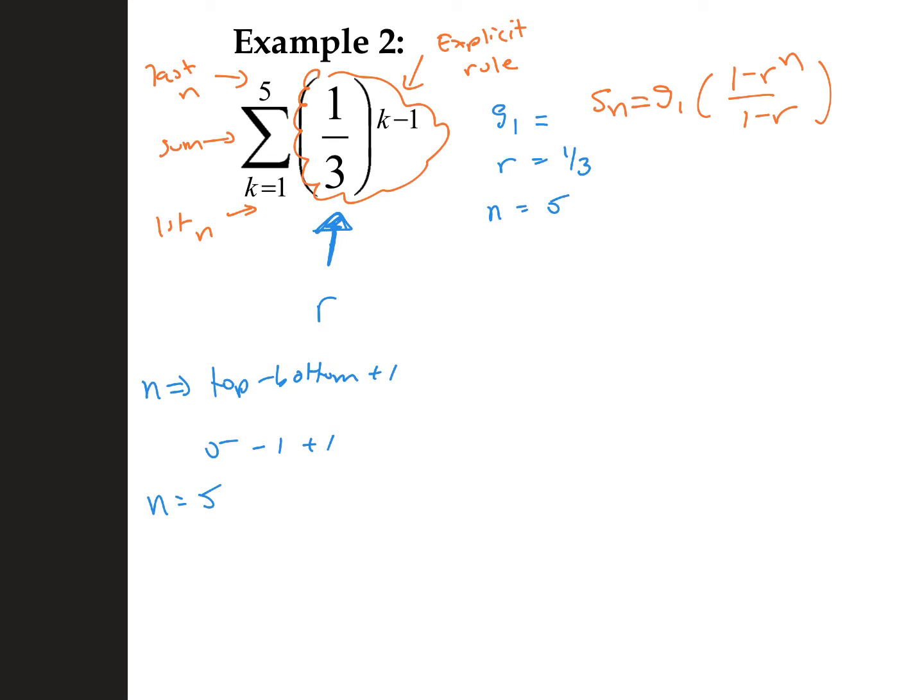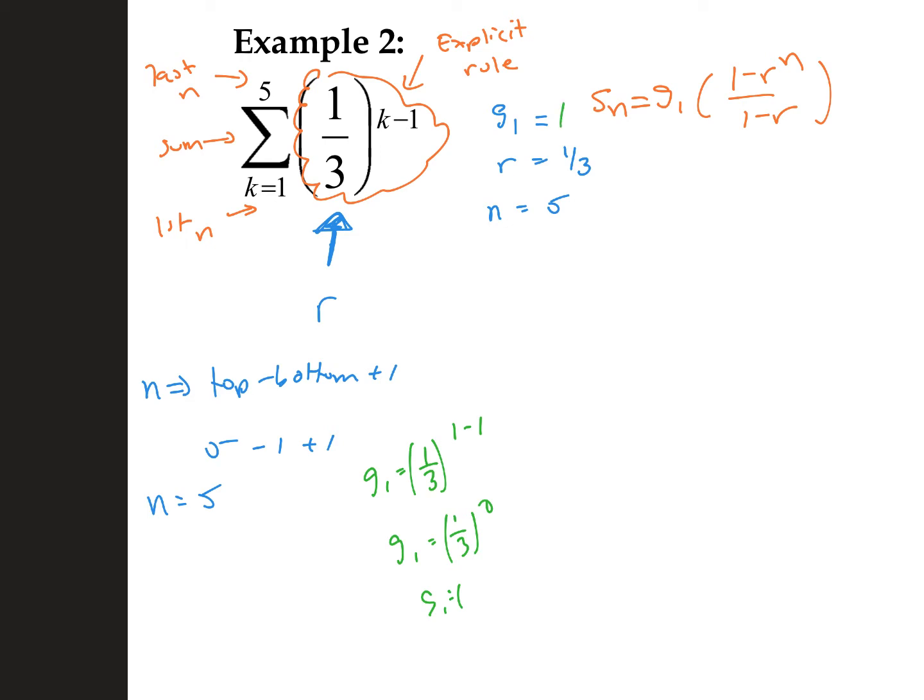Okay? Now to get your g sub 1, g sub 1 is your first term. So I'm going to plug in the bottom number. So g sub 1 is equal to 1/3. My k is 1, so 1 minus 1. So 1/3 to the 0 power. Anything to the 0 power is 1. So I have everything I need to know.